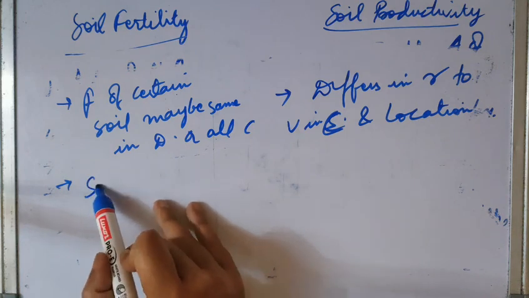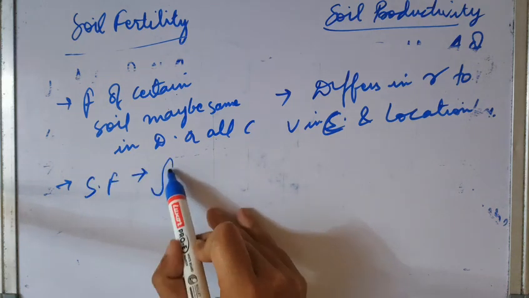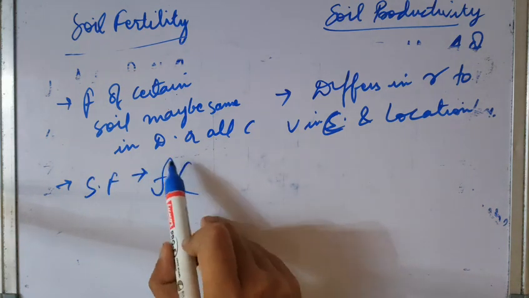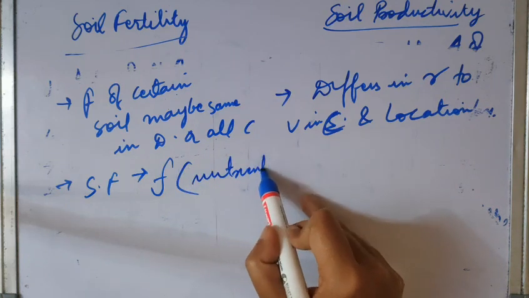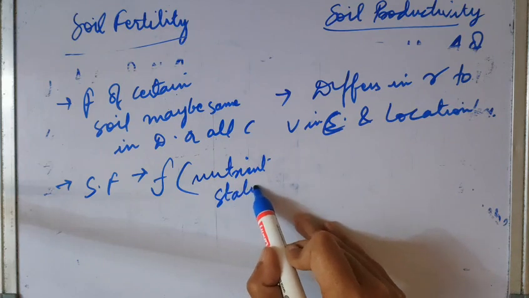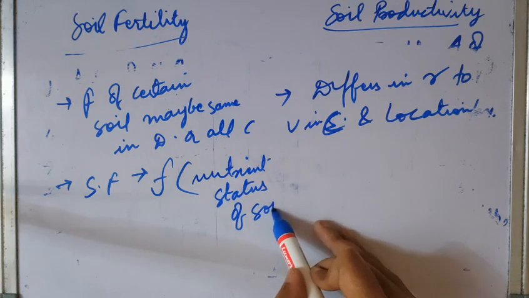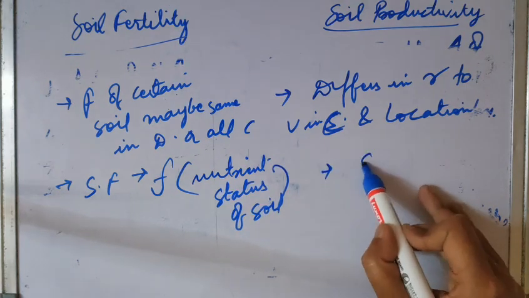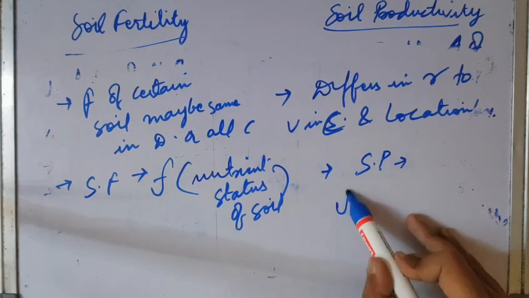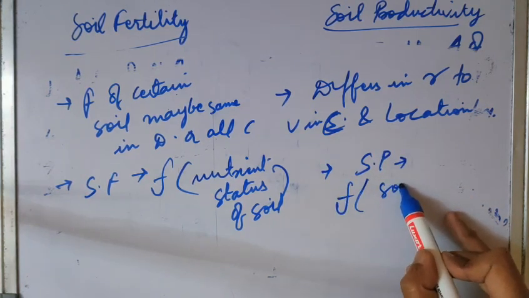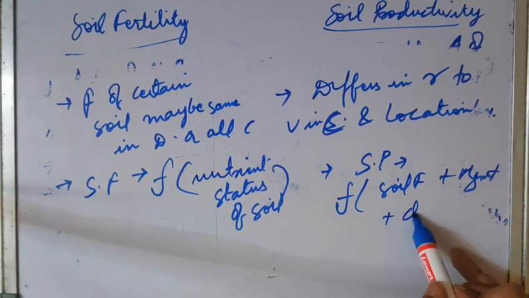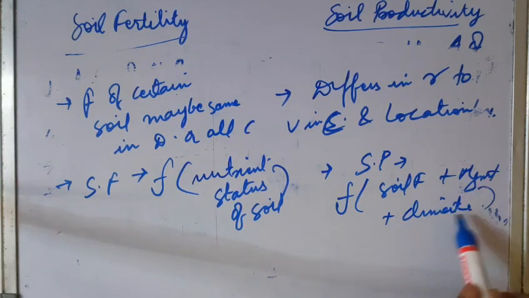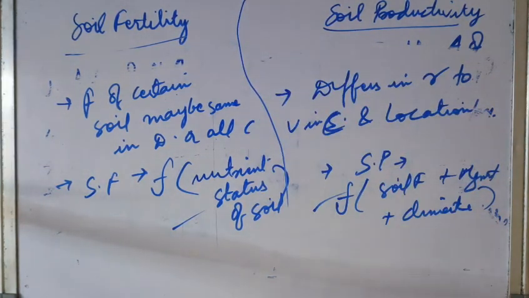Soil fertility is a function of, hope you all have read math, this is a function of the nutrient status of soil, while soil productivity is a function of soil fertility plus management plus climate. Remember this. Remembering this will help you write this differentiation very easily.